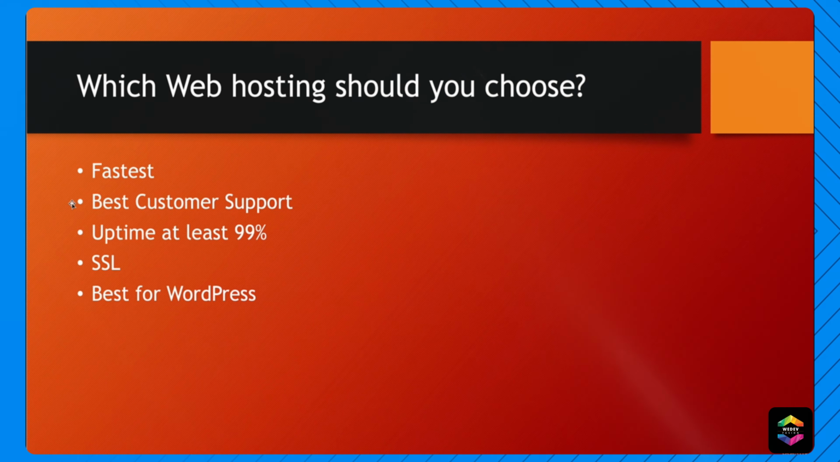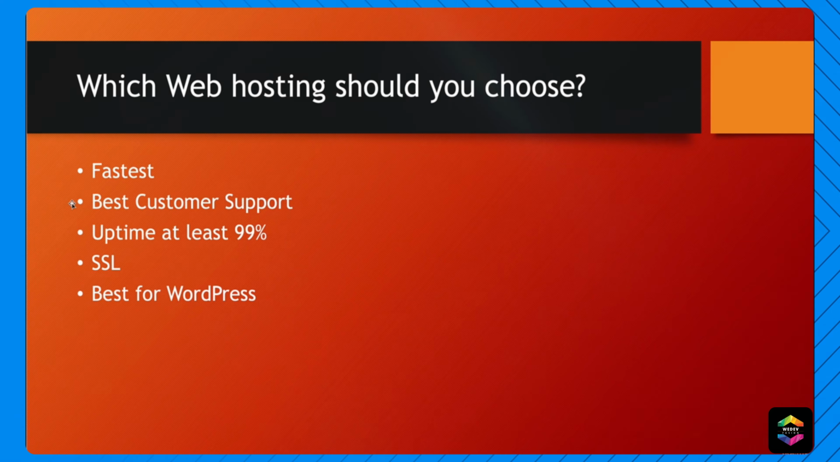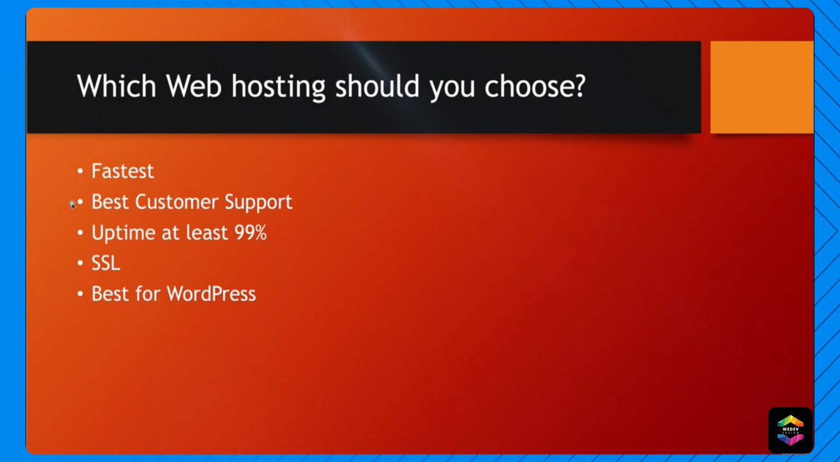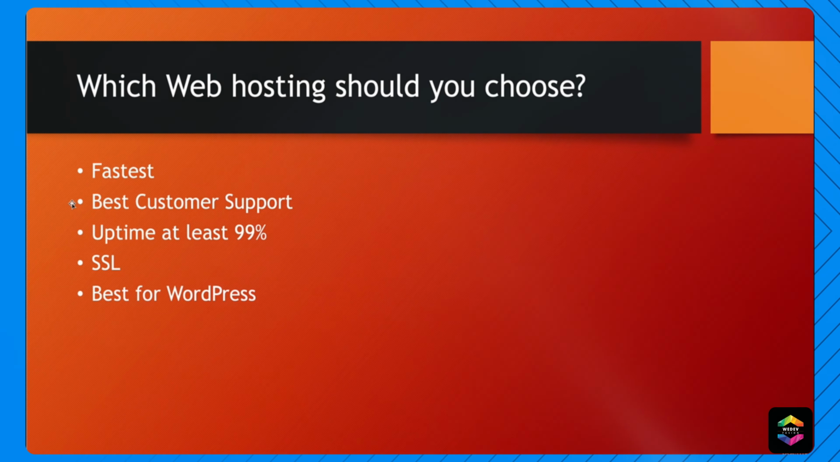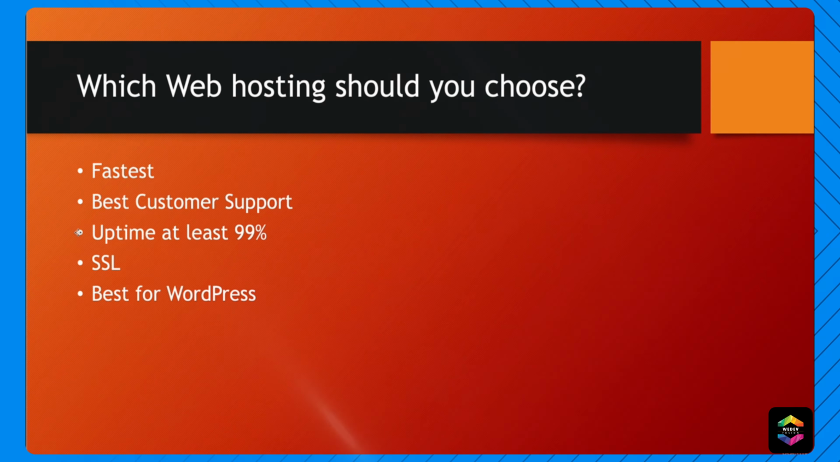The third one is the uptime, at least 99%. That means that 99% of the time your website should be live. For 1% of the time, there might be server maintenance or the server might be restarted, but overall, 99% of the time your website should be up and running. The fourth one is SSL, and the fifth one is that it should be best for WordPress.